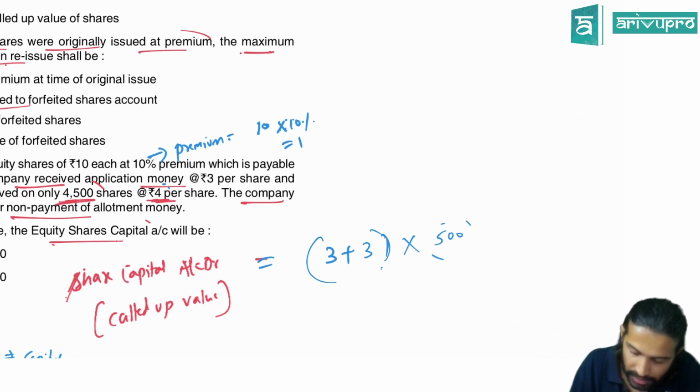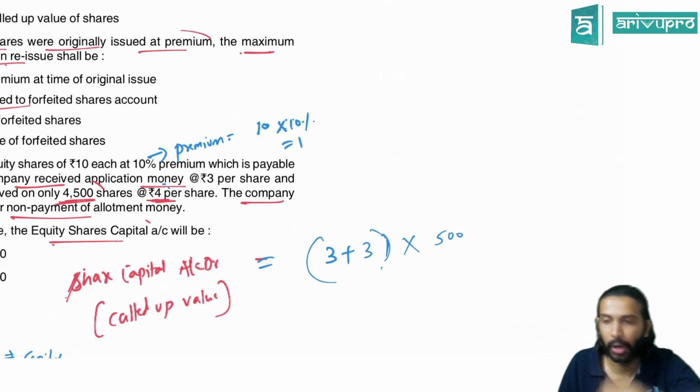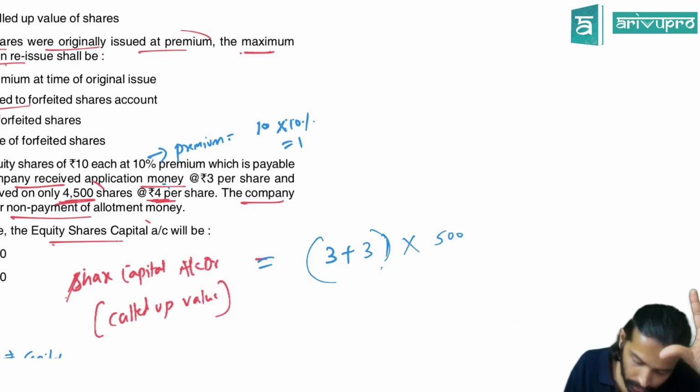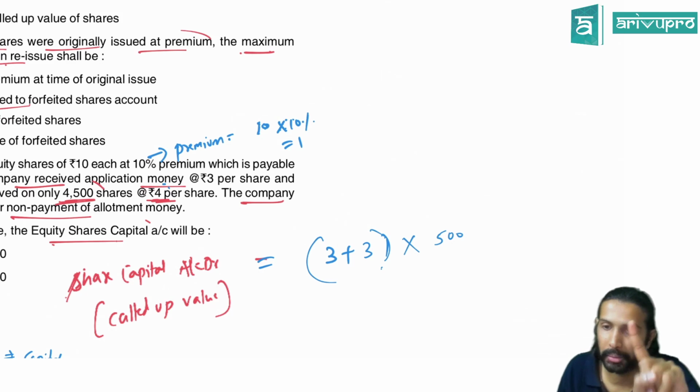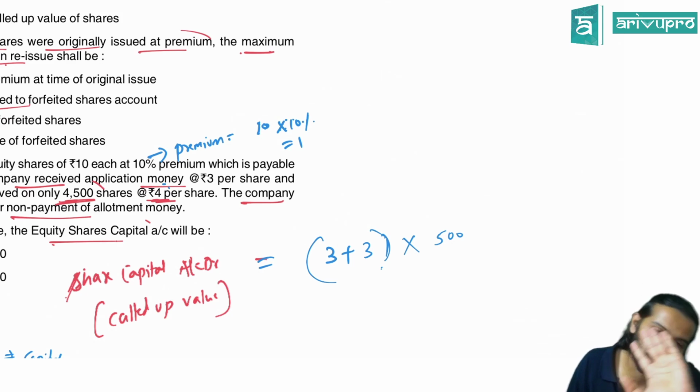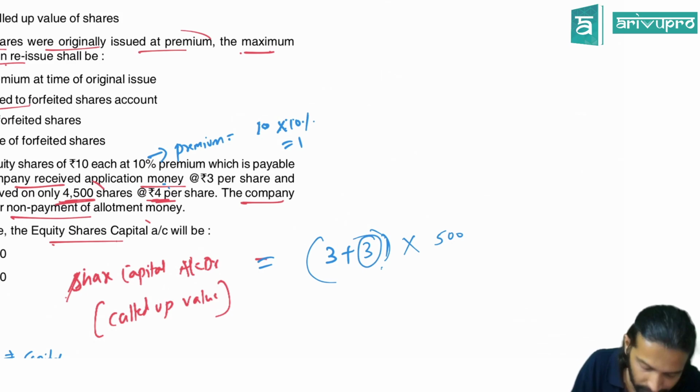500 shares you are cancelling. 6 rupees is the called up value per share. Called up value means how much the company has asked the shareholders to pay. Company has asked the shareholders to pay 3 rupees application money. Don't take 4 here because the 4 includes premium and capital. Premium is not shown as capital. Premium is shown separately. Hence I've only considered 3 here.